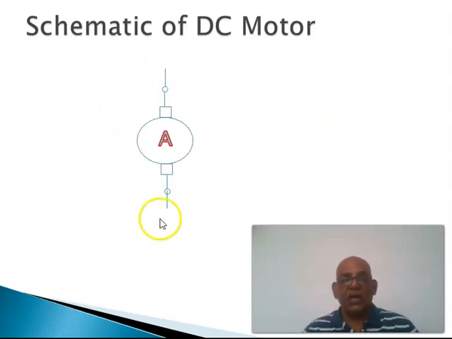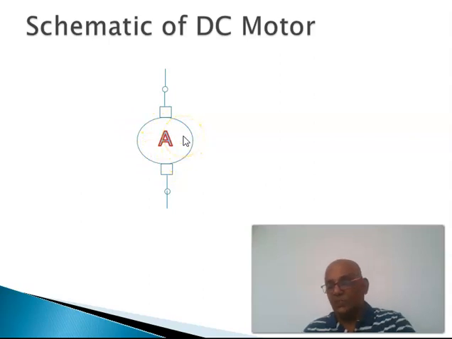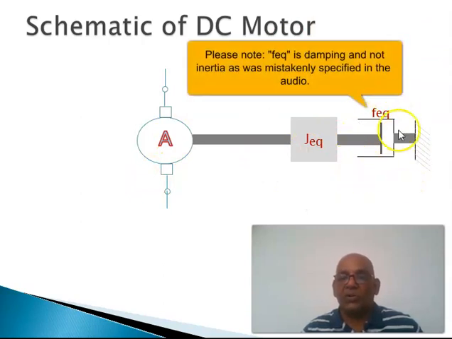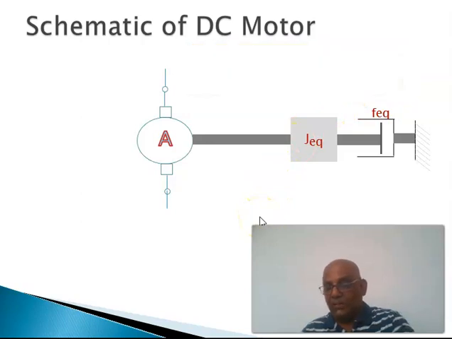This shows the armature schematic. These two are armature terminals. This you may think of as brushes, and this is the rotor on which armature windings are placed. The motor has a motor shaft. That shaft carries an inertia and a damping. The net inertia, either on the motor side or on the load side, everything brought together onto the motor side, is J equivalent. All the damping brought onto the motor side is F equivalent.